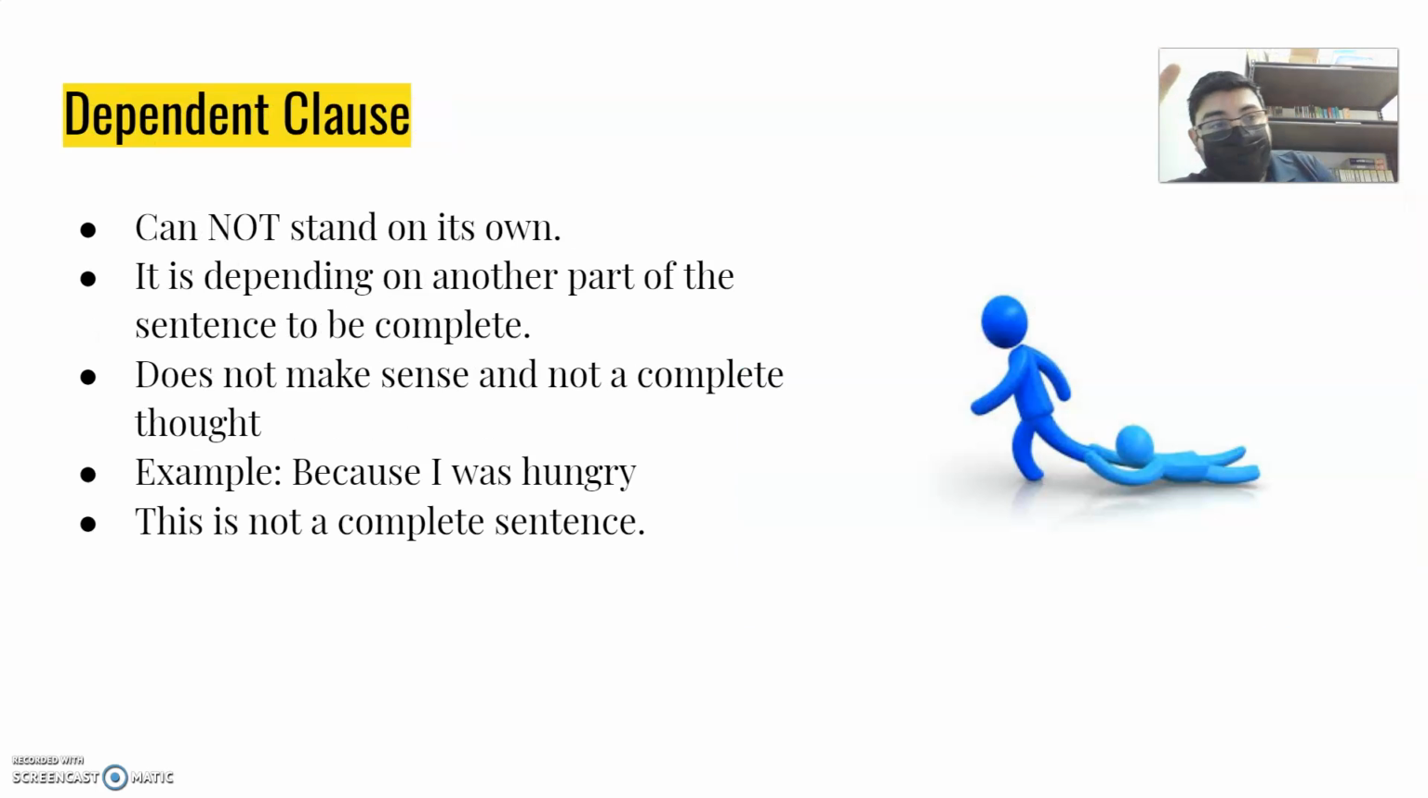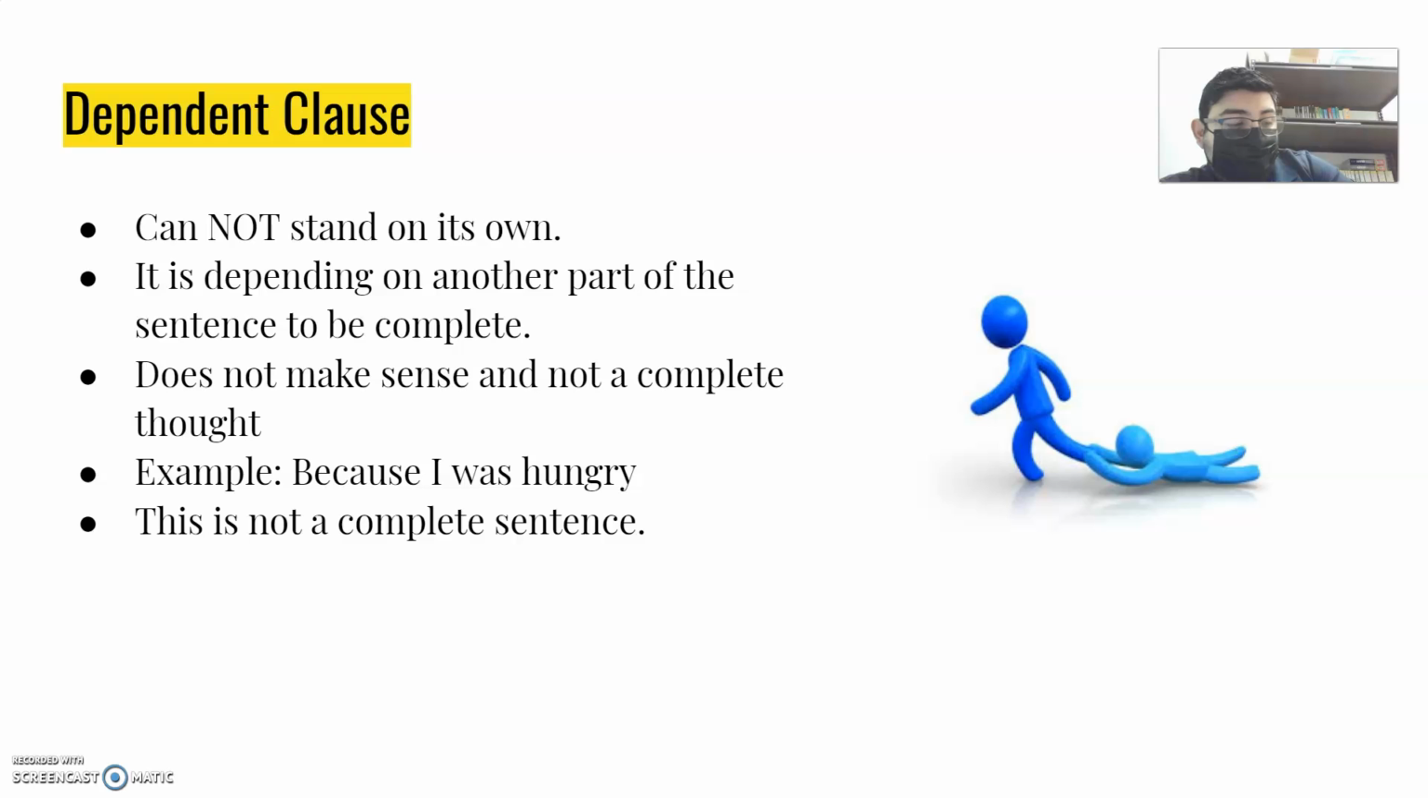There's also a dependent clause. This one can't stand on its own. It has to be attached to an independent clause. It's depending on another part of the sentence to be complete. So look at the picture. This is the dependent clause, and this is the independent. It has to attach itself to it. It's got to be associated in some way.